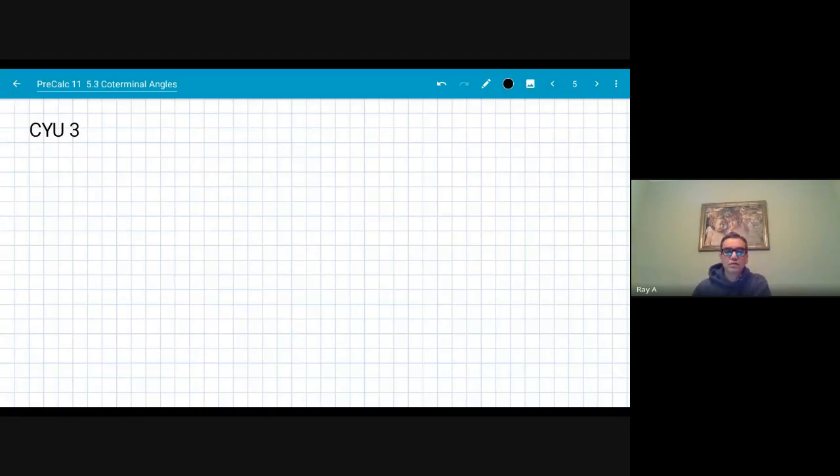Okay, so this is CYU number 3. It says determine the exact values of the trig ratios for 1035 degrees, and then determine the approximate values of the trig ratios for 1035. Give the answers to 3 decimal places where necessary. All right. Okay, so this is page 441.